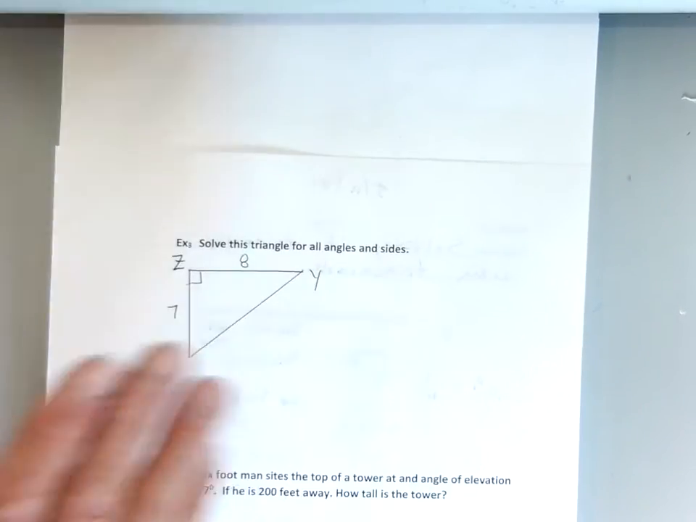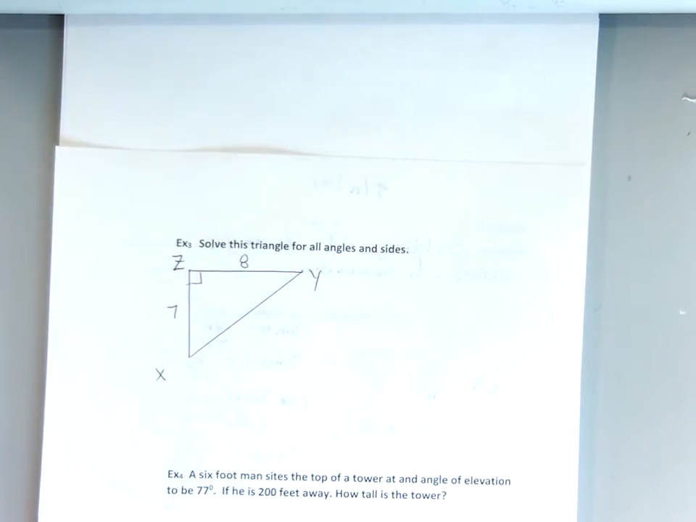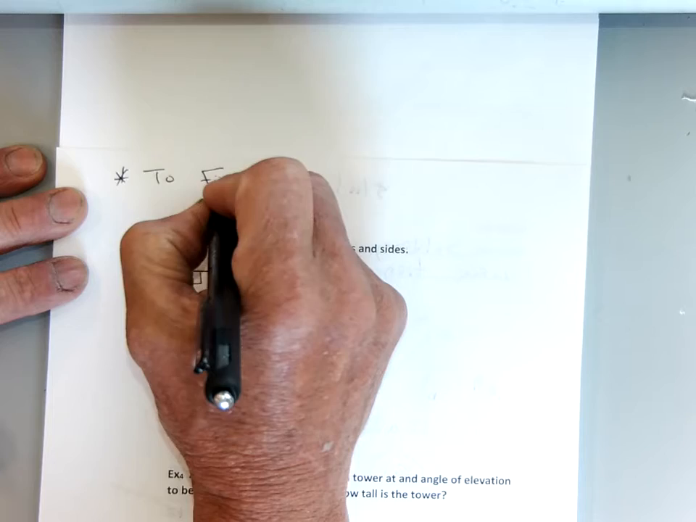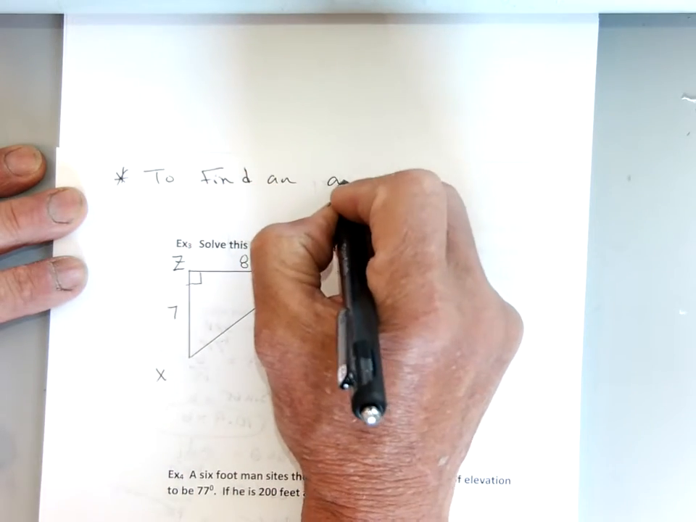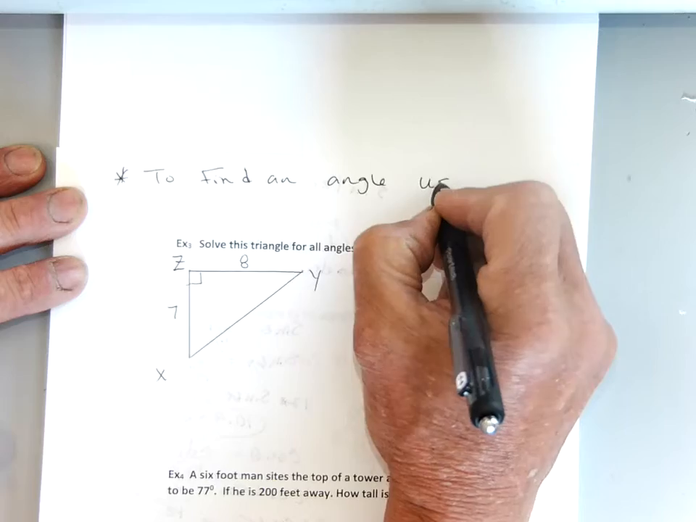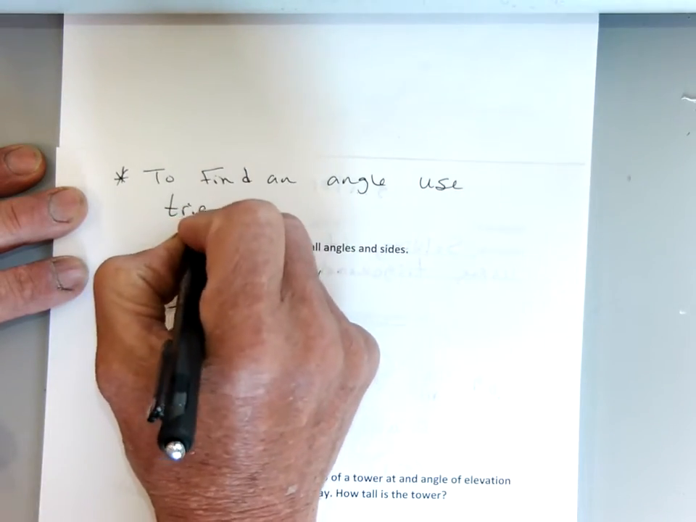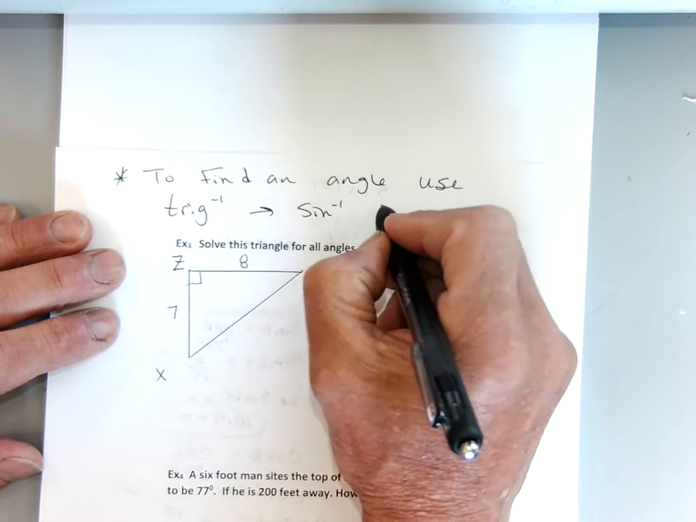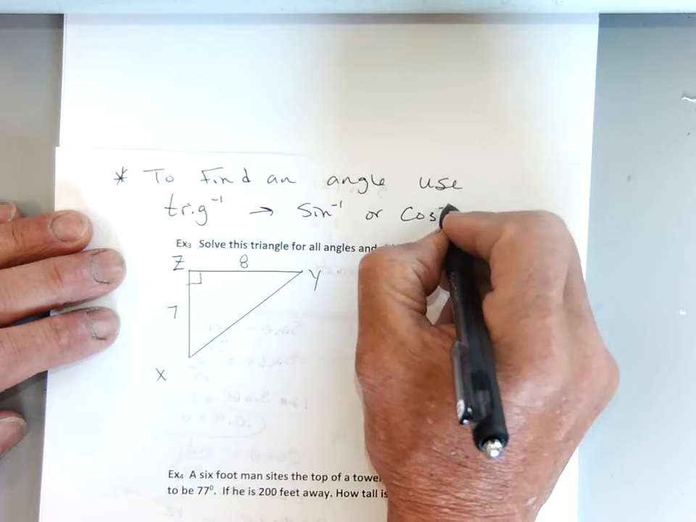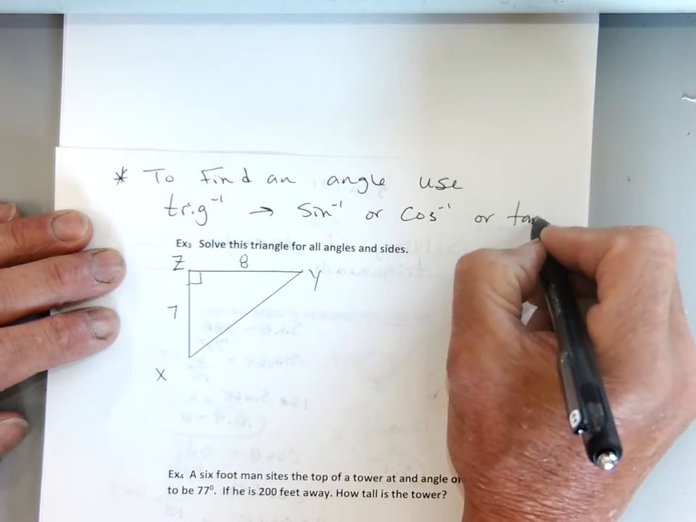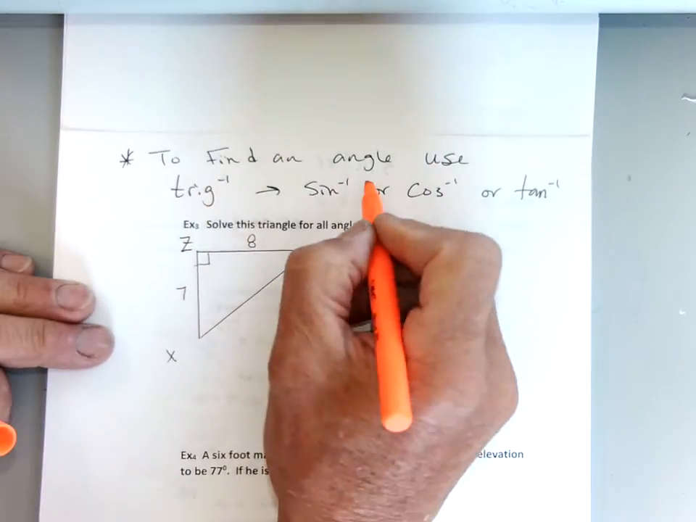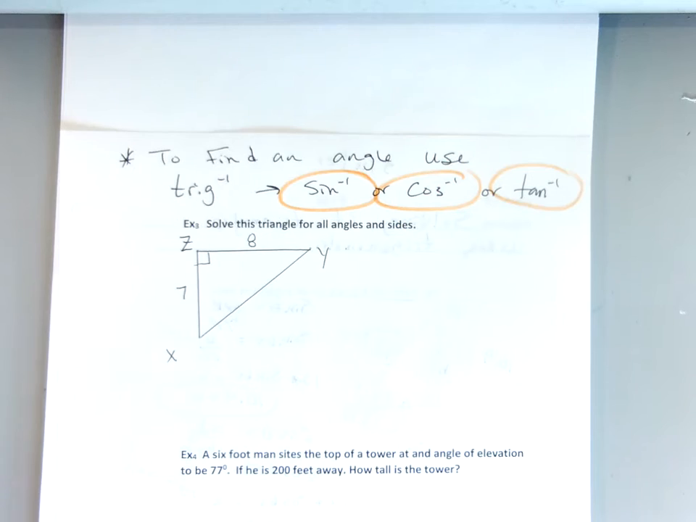Now, example 3. Write this down. Star: to find an angle, use what we're going to call trig inverse, meaning sine inverse or cosine inverse or tangent inverse, depending. I'm going to highlight that. So you're going to push one of these 3 buttons when you want to find an angle. It's just the opposite. It's the inverse.